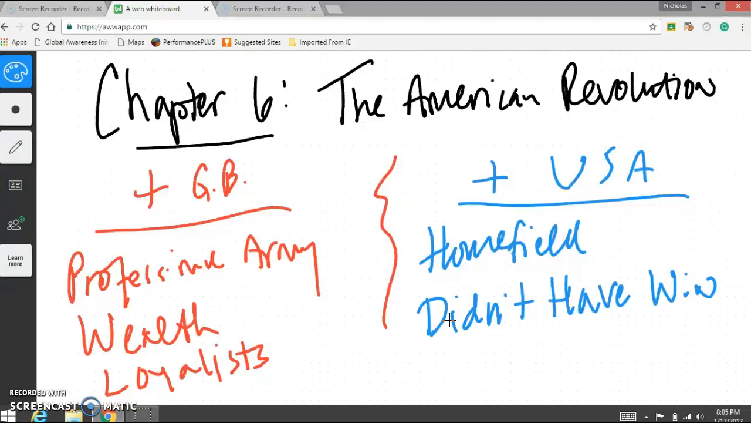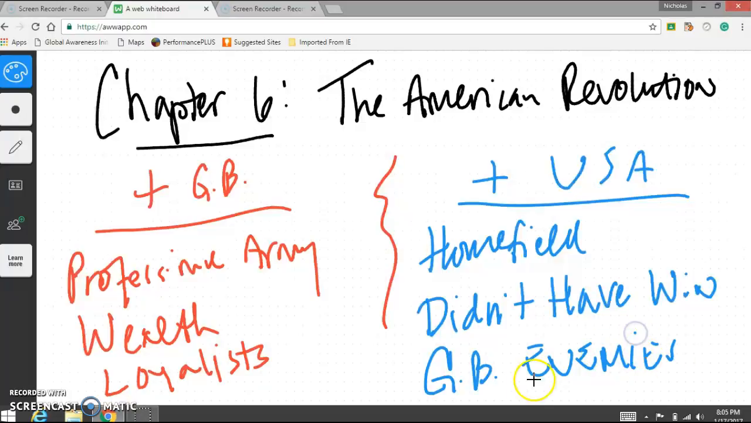The final advantage they had was that Great Britain had a lot of enemies, and that would be part of the strategy for the United States: get the British enemies to help the colonies financially or militarily in order to weaken the British Empire, because Spain, France, the Prussian states, they all wanted to see Great Britain get weakened a bit.